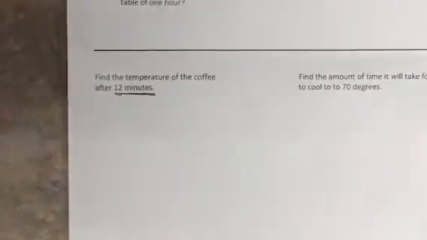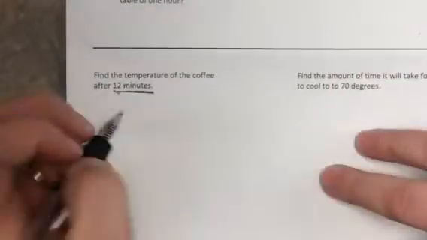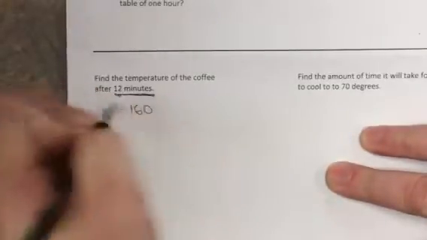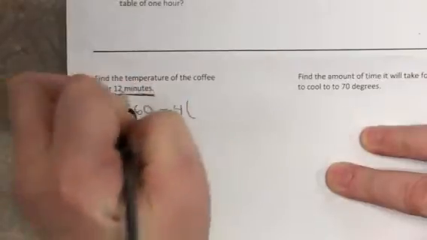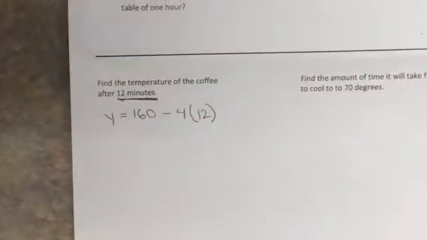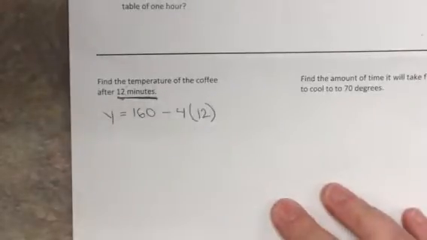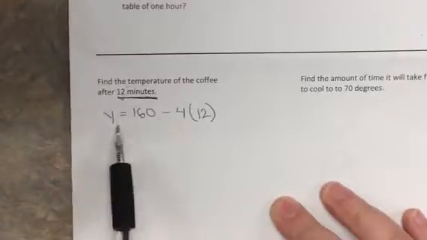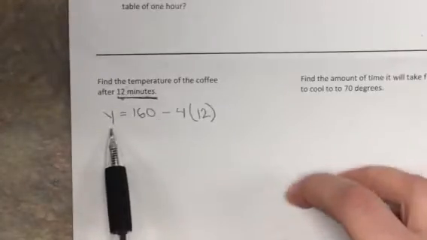So our work would look something like this. I'm going to zoom this in so we can write down our equation with that filled in. So y equals 160 minus 4 times 12. You see how I dropped the 12 in to the X spot? And it says find the temperature. Where's temperature on the graph? On the Y. The Y is sitting there. So when I figure this out, it's going to give me Y, which is the temperature, right?